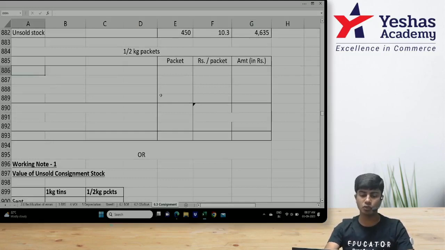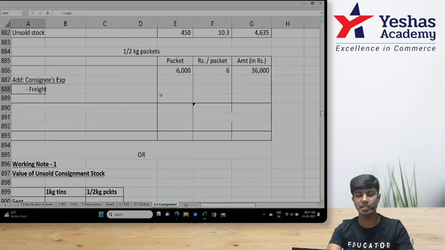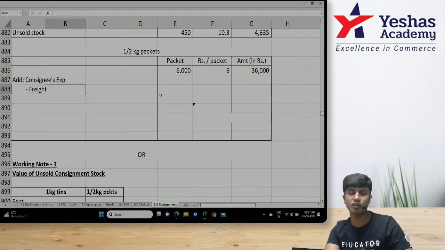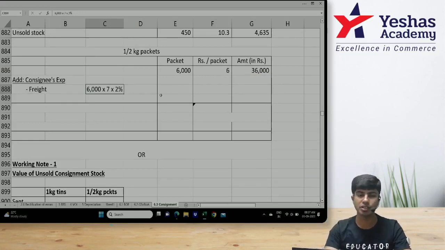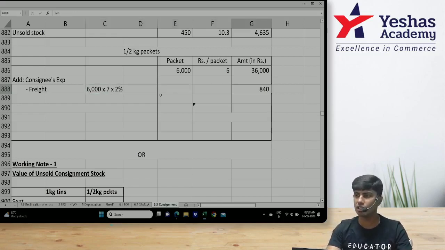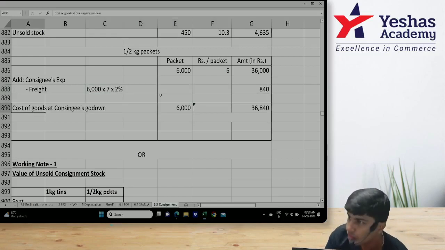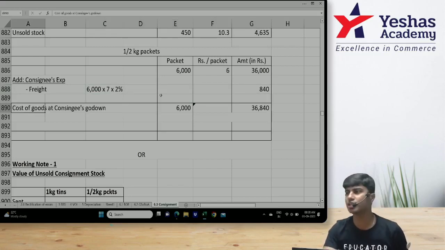How much is the value of goods sent on consignment? 6000 packets at the rate of 6, that is 36,000. Consignor's expense paid by consignee, right? 2% of selling price on 6000 packets. How much is the selling price? 7. How much is freight? 2%. 6000 into 7 into 2% is 840. It will come to 36,840 for 6000 packets.